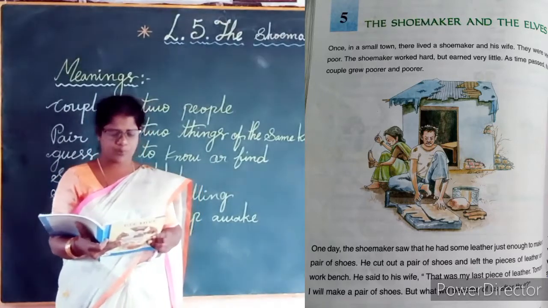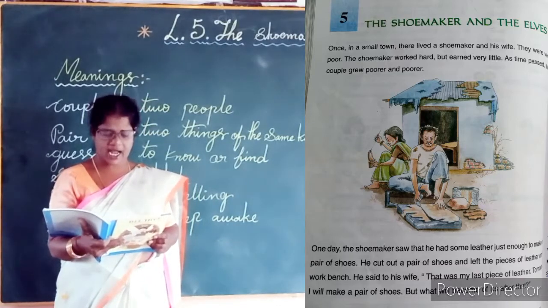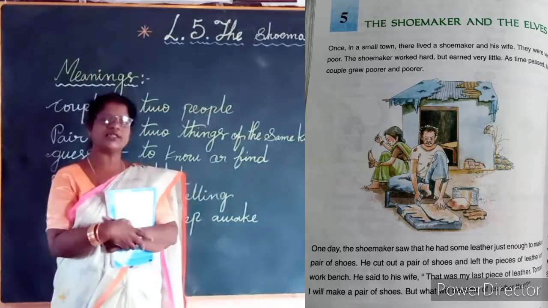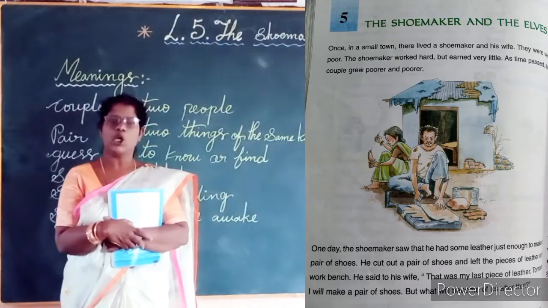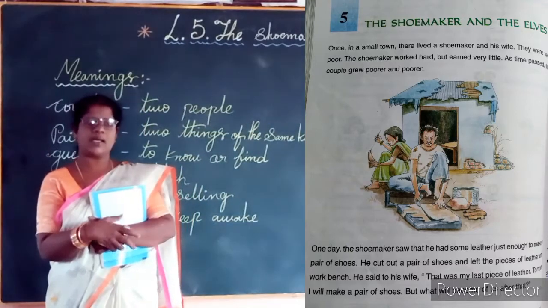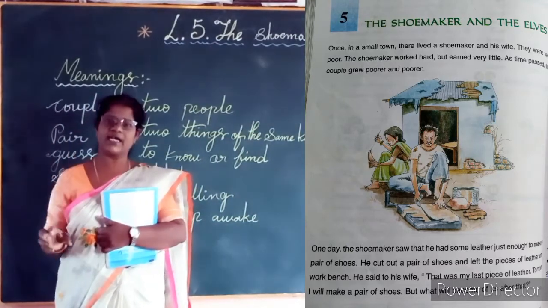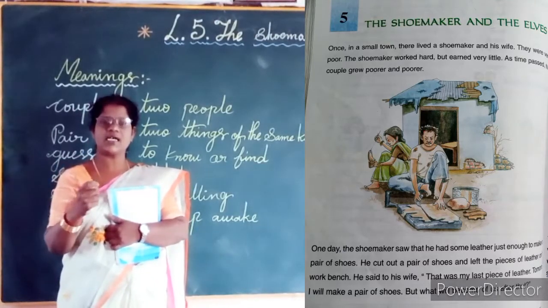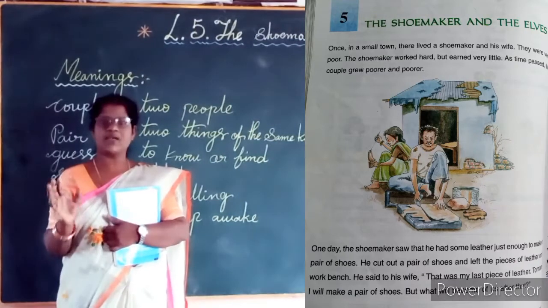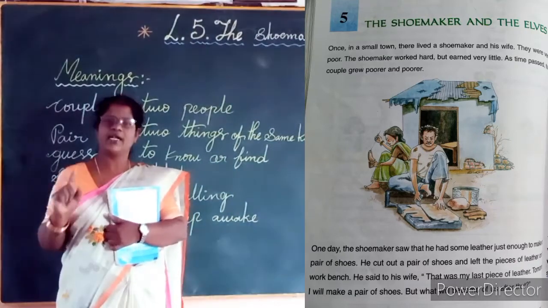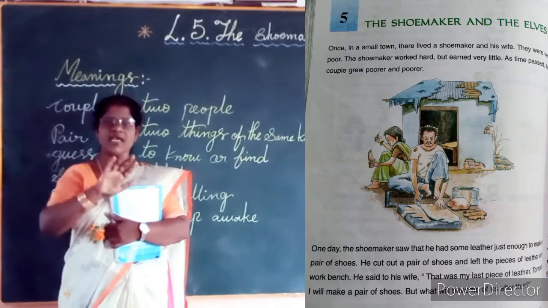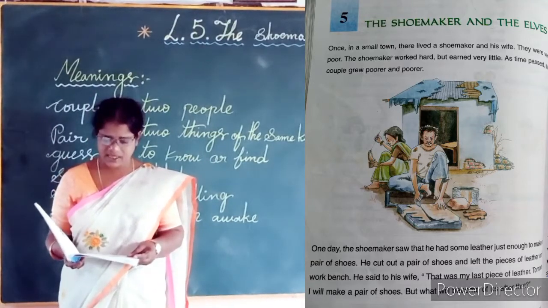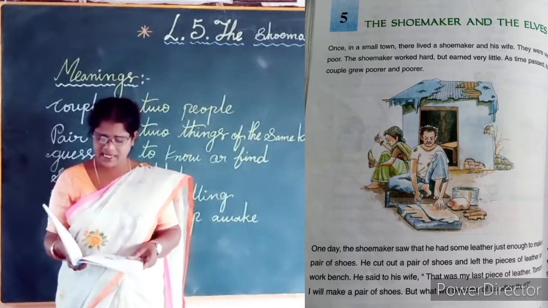They were very poor. The shoemaker worked hard but earned very little. Here you know what the life of the shoemaker or cobbler is. Only when he works can he earn money, when he stitches the shoes, but very little money. He won't earn so much per day unless he has a separate shop.